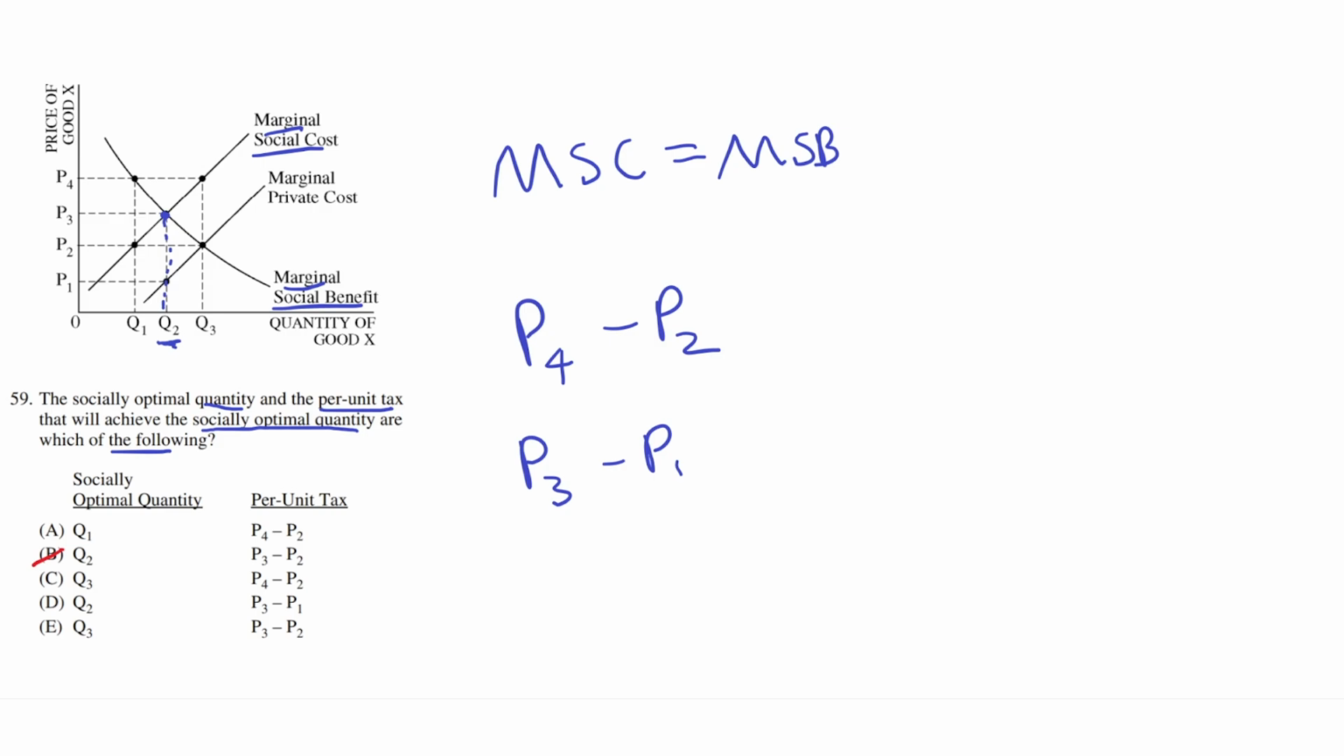Now the only other option is D, and this must be the correct answer because the socially optimal quantity is indeed Q2, and the per unit tax is P3 minus P1. So D is the correct answer.